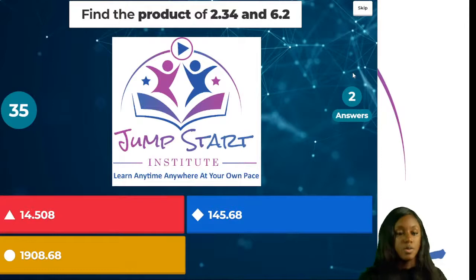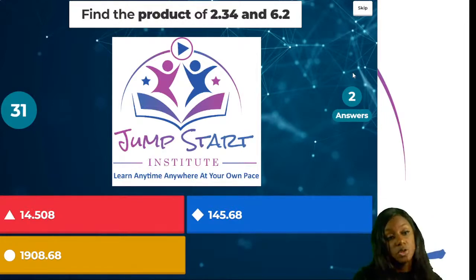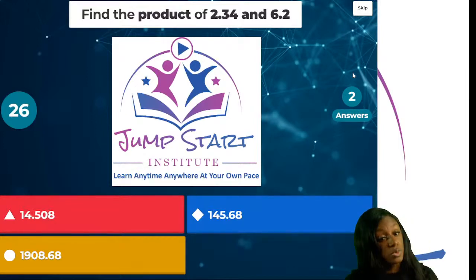Find the product. What does product mean? Does it mean to add? Does it mean to subtract? Or does it mean to multiply? Or does it mean to divide?